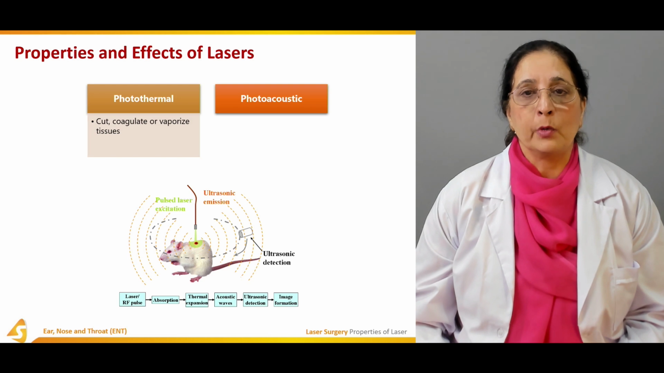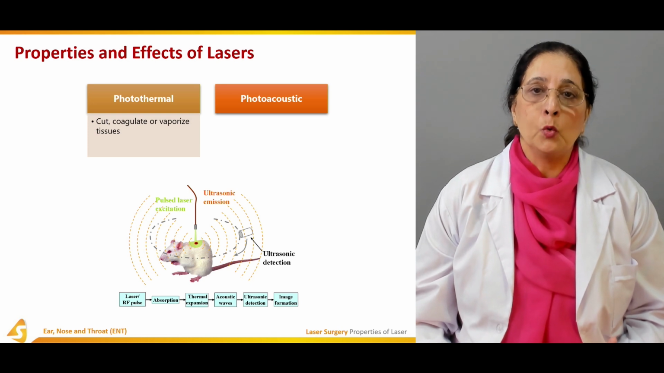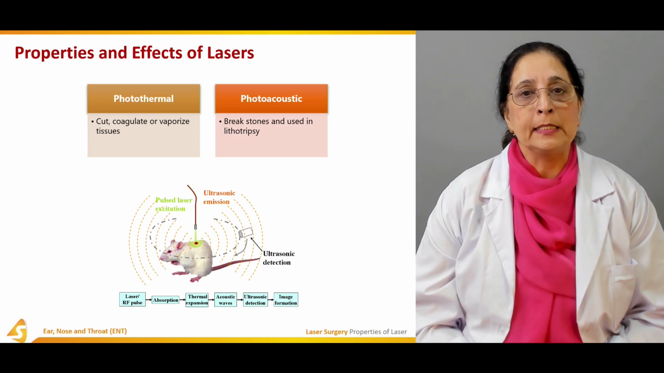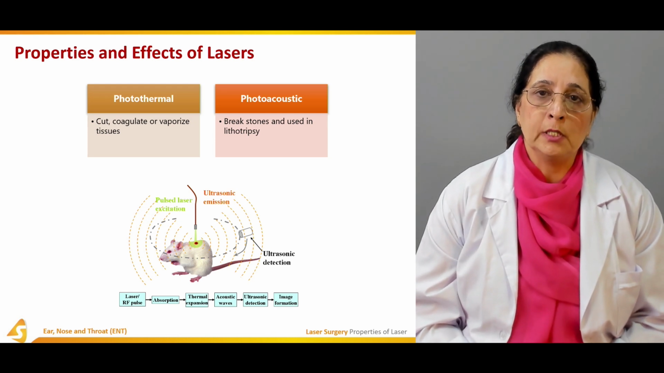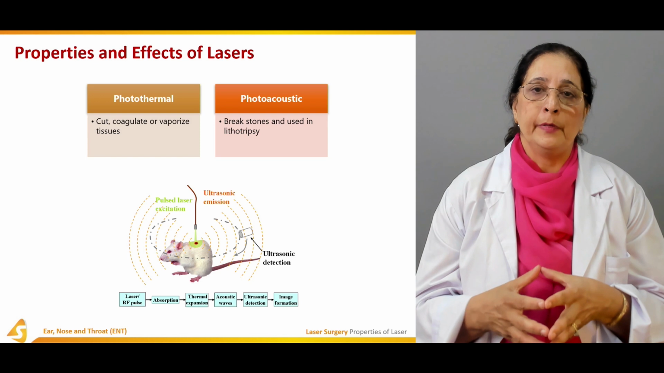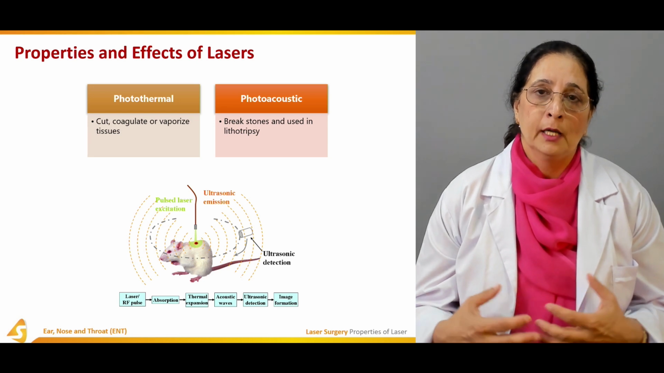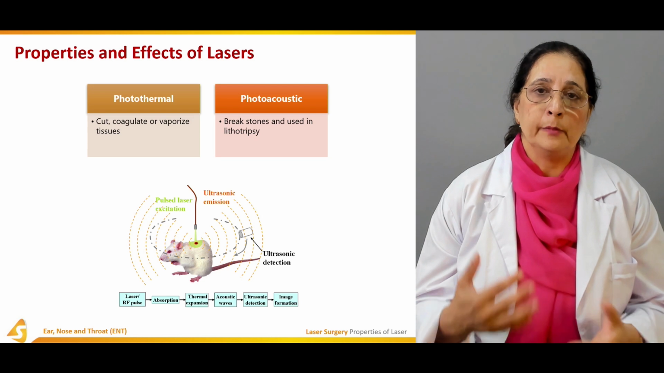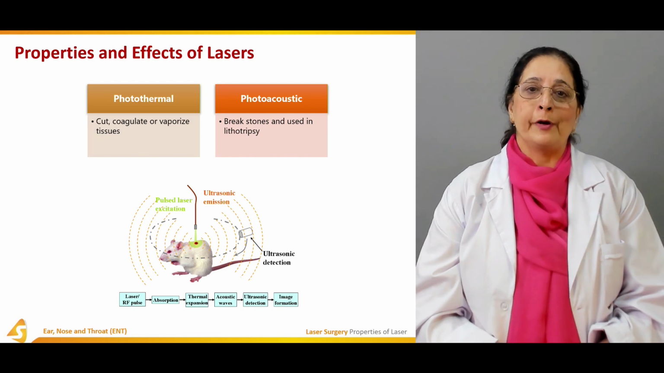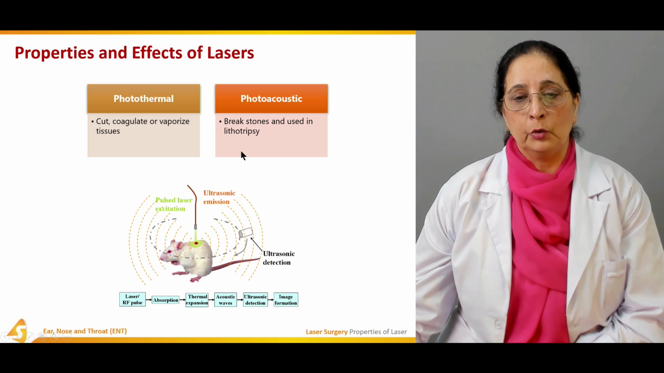Then we have photoacoustic lasers. Photoacoustic lasers work by sound waves. Acoustic is for the sound waves. And these are the lasers which are used in lithotripsy, which is the process by which stones are broken down into small pieces. So now, with the advent of this laser therapy, which is lithotripsy, we don't need to perform those big surgical procedures for removal of kidney stones and gallstones, and those big cuts in the abdomen. That is no longer required, and lithotripsy is performed to break the big stones into smaller pieces. So photoacoustic lasers break stones and are used in lithotripsy.